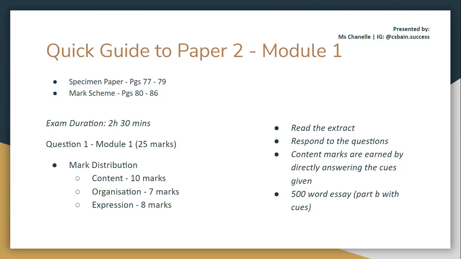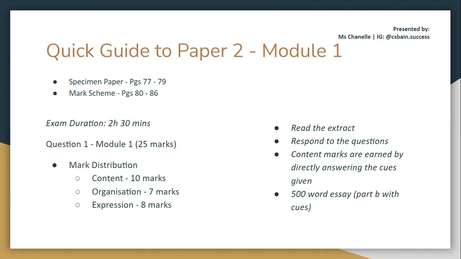Again, you will not be able to respond if you do not understand what the extract is about, if you do not understand the information from it. So it's really going to be important to read and understand the extract that you're given. Then you respond to the questions based on the information and the awareness that you now have.